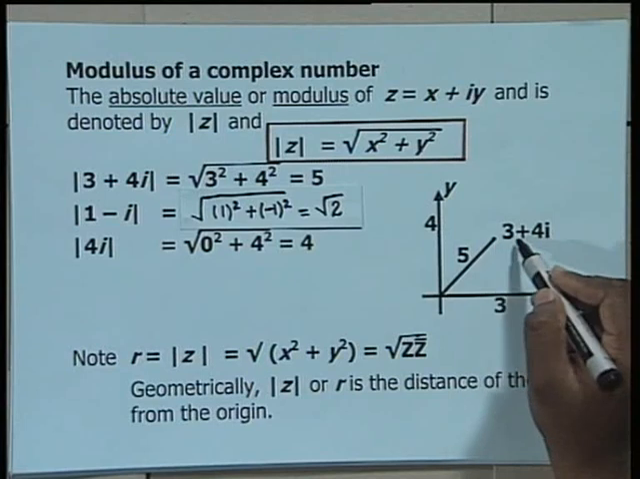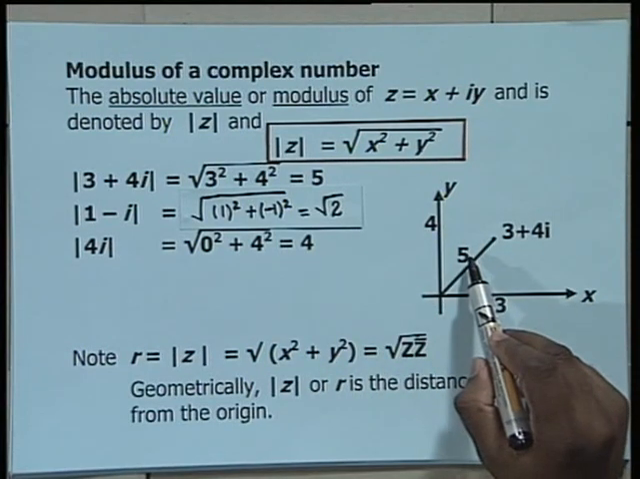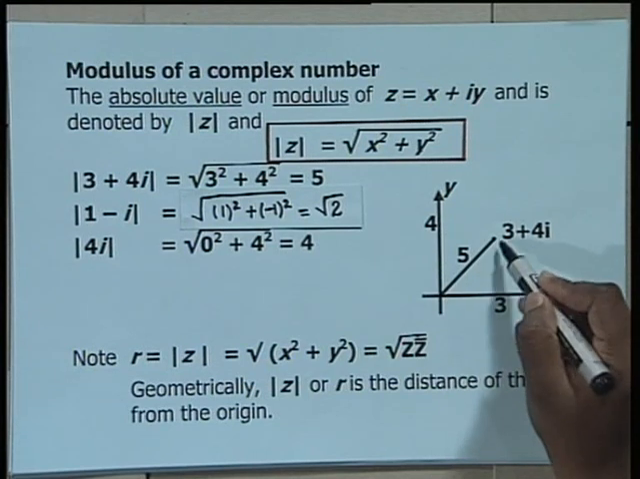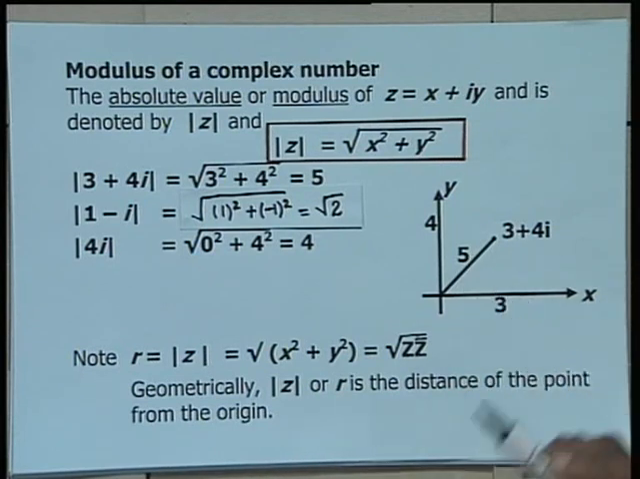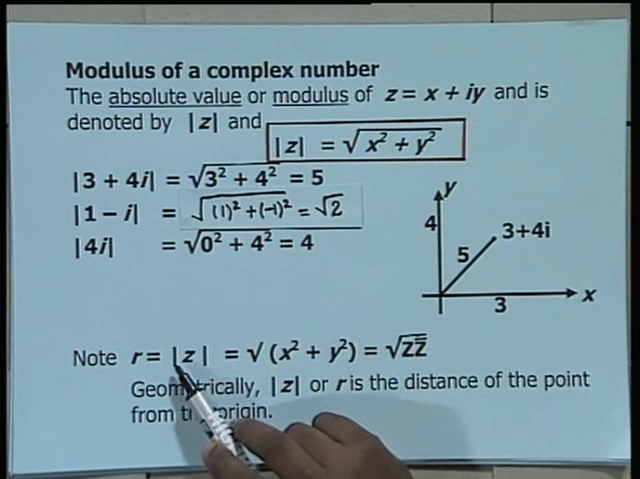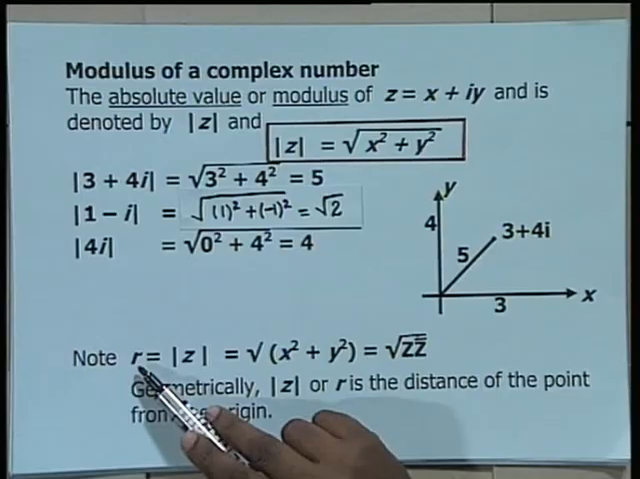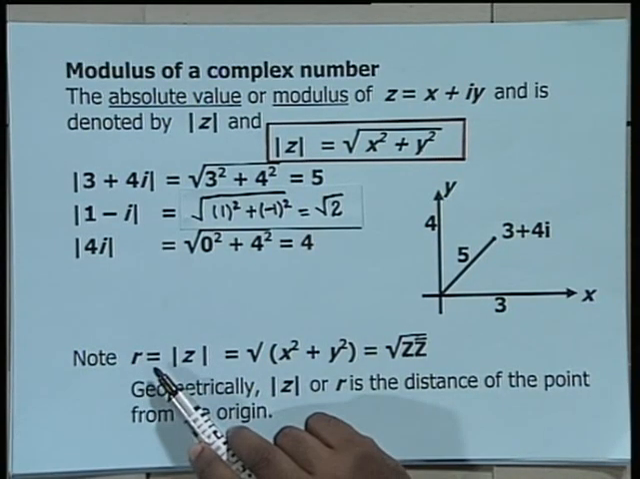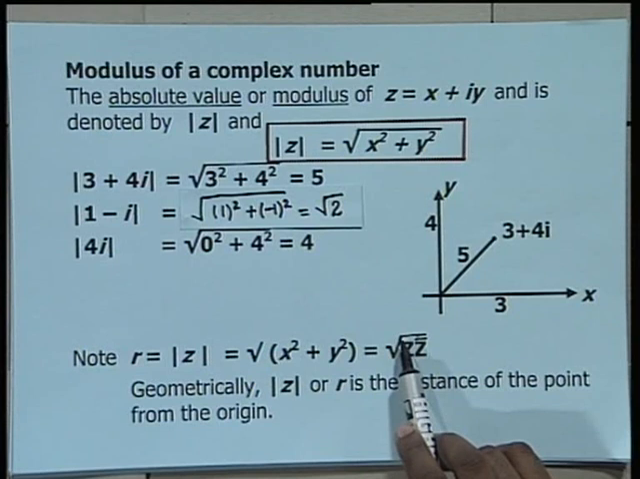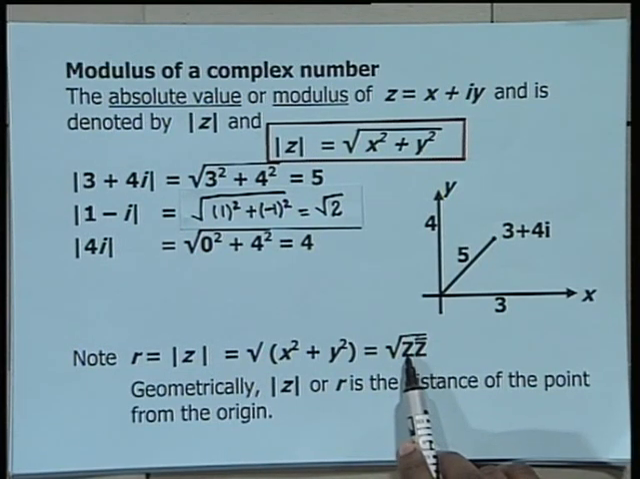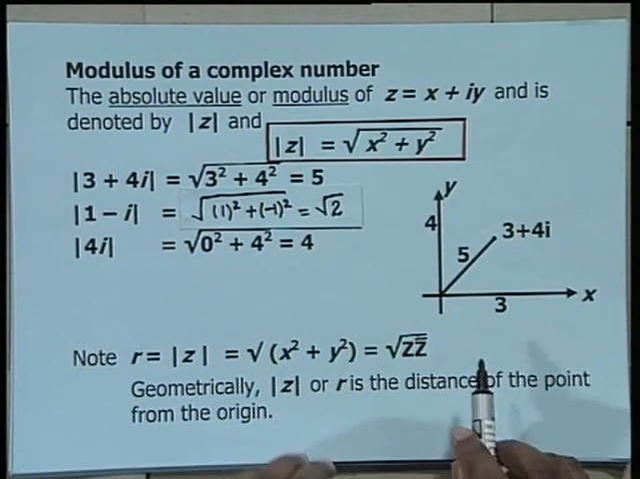What does modulus mean? Modulus is the distance between the origin and the point. For example, the modulus of 3 plus 4i is 5, means that the distance from the origin to the point 3 plus 4i, to the complex number 3 plus 4i, is 5 units. It is very common to represent the modulus of a complex number by the letter r. And it is useful to remember that modulus can also be obtained by taking the square root of the product of the complex number and its conjugate.